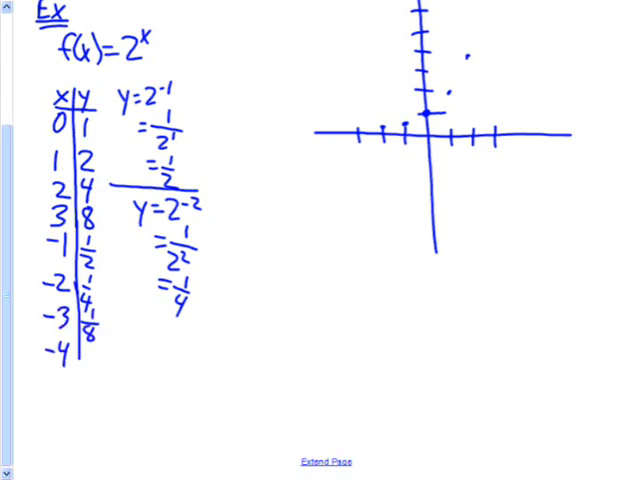Okay, well if I plug in negative 4, 2 to the negative 4, 1 over 2 to the 4th, 1 over 16. Negative 5, I'll be 1 over 32. What's happening as I shoot out? As this thing shoots to negative infinity, do you notice what your y value is doing there? Notice how you're getting closer and closer and closer to 0. Okay, that's the definition of a horizontal asymptote. So this thing has what's called a horizontal asymptote.